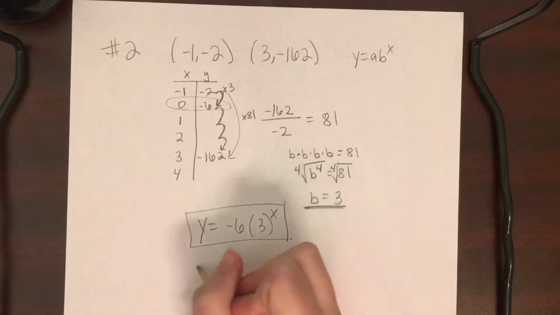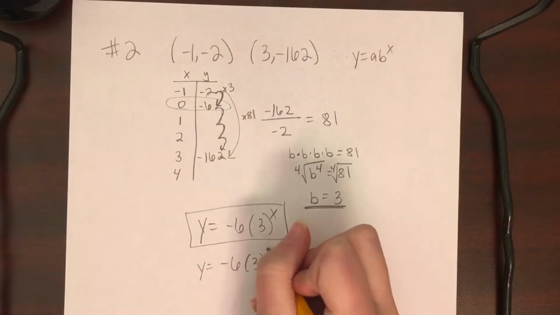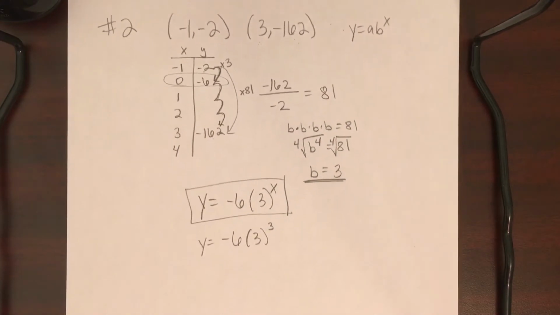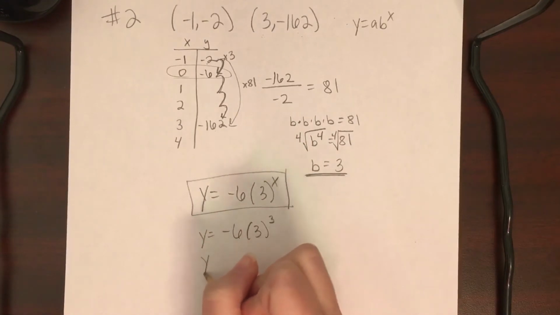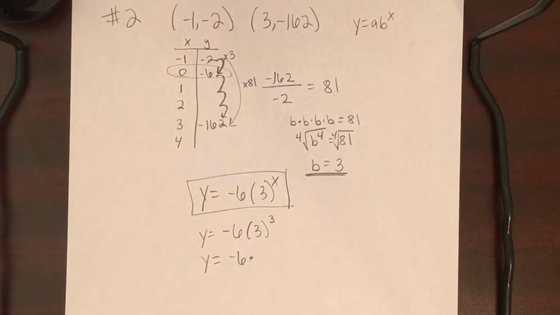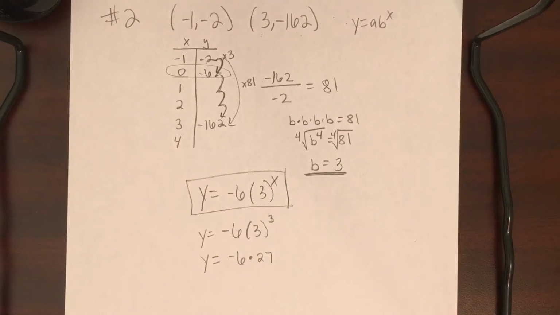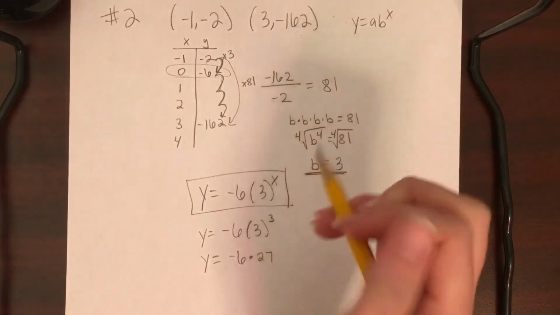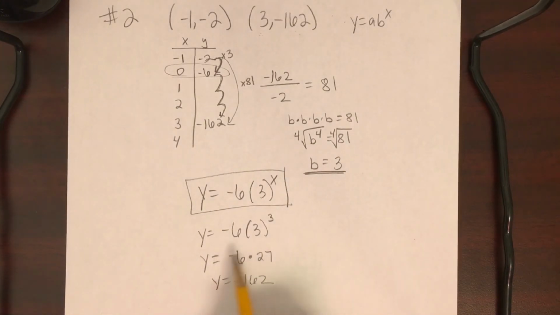So let's check that. Let's plug in x is worth 3. What we're going to do here is do 3 to the 3rd power first, without just plugging it in right away. 3 to the 3rd is going to be 27, and then negative 6 times 27, we should hope, is negative 162, and it is. Otherwise, you can just type all this in at one time, but that's how we know that our equation is correct.